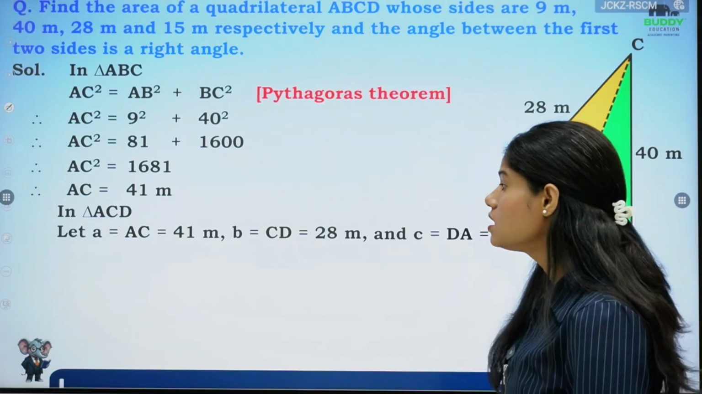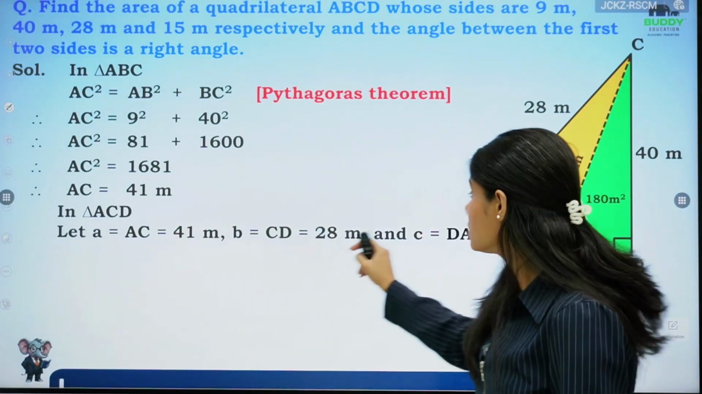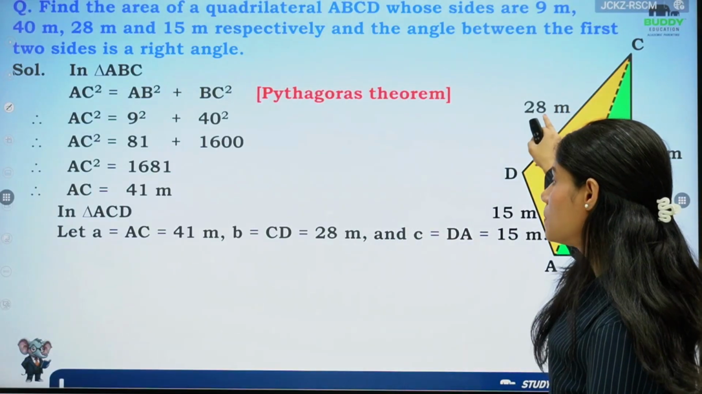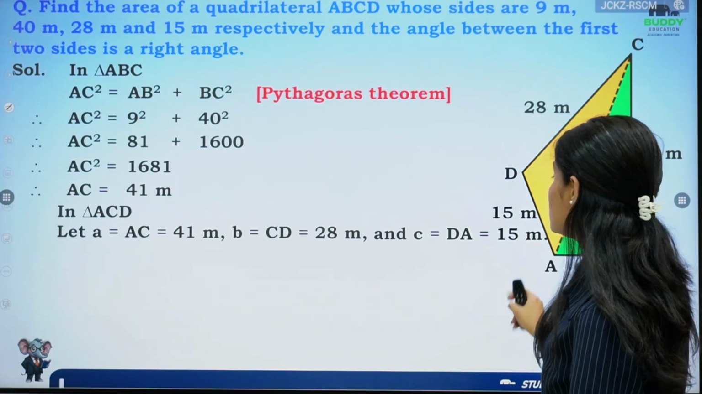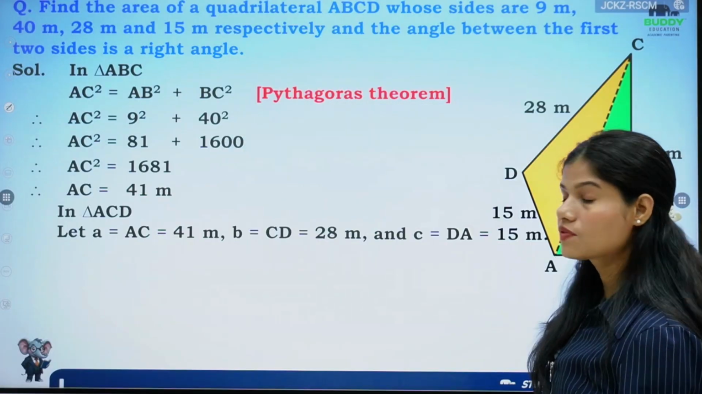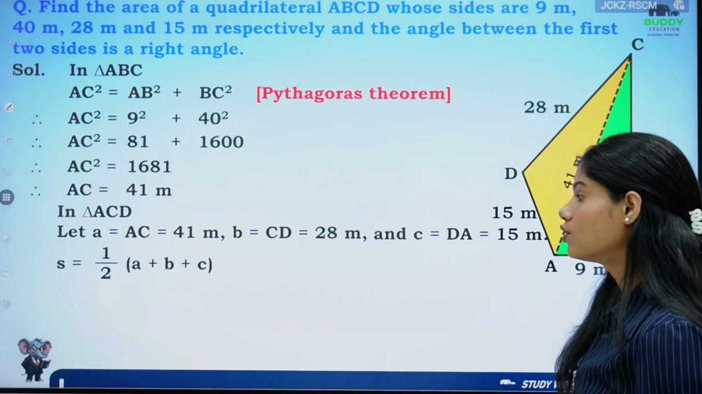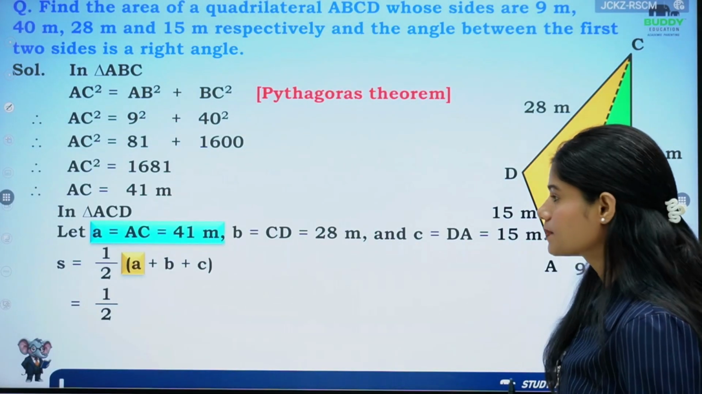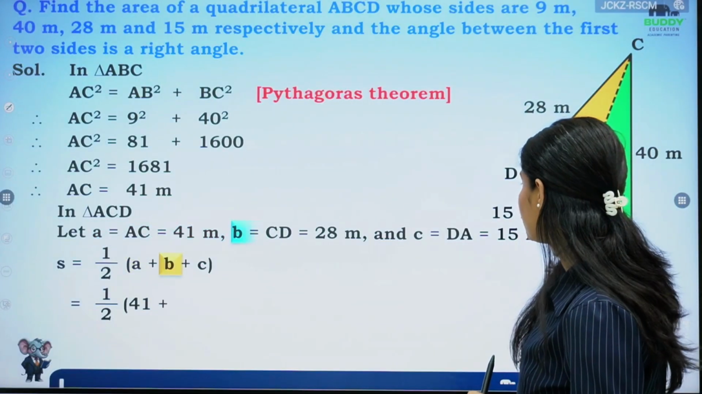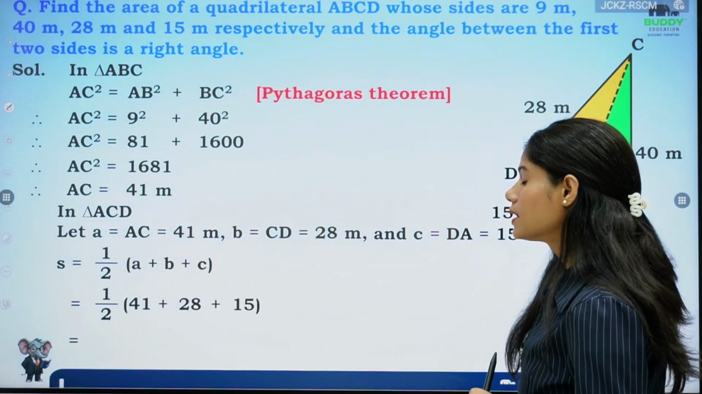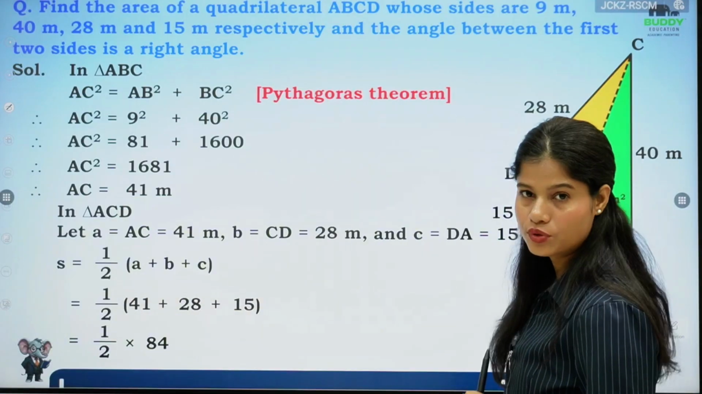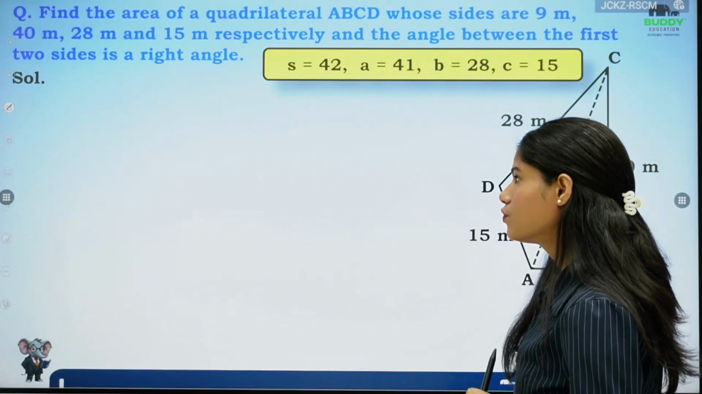So now as you get the measurement for the side AC, you are ready to use Heron's formula in that triangle. Let one side A be 41, B is 28, and C is equal to 15. The first value that you will calculate is the value of S. So 41 plus 28 plus 15 divided by 2 is equal to 84 divided by 2, which is equal to 42.